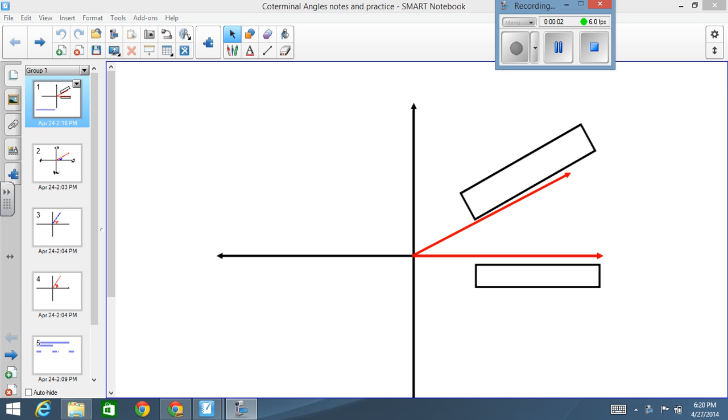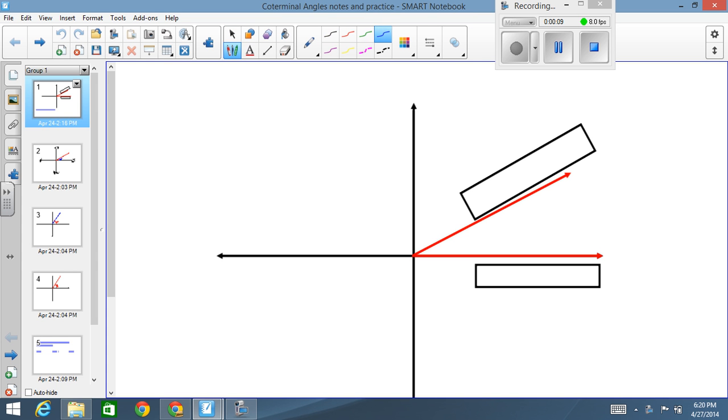Okay, everybody, so today we're going to talk about coterminal angles, but before we talk about coterminal angles, let me take a quick second here to review a couple things with you. First of all, when we talk about the unit circle, we have some measurements as we go around counterclockwise, okay?